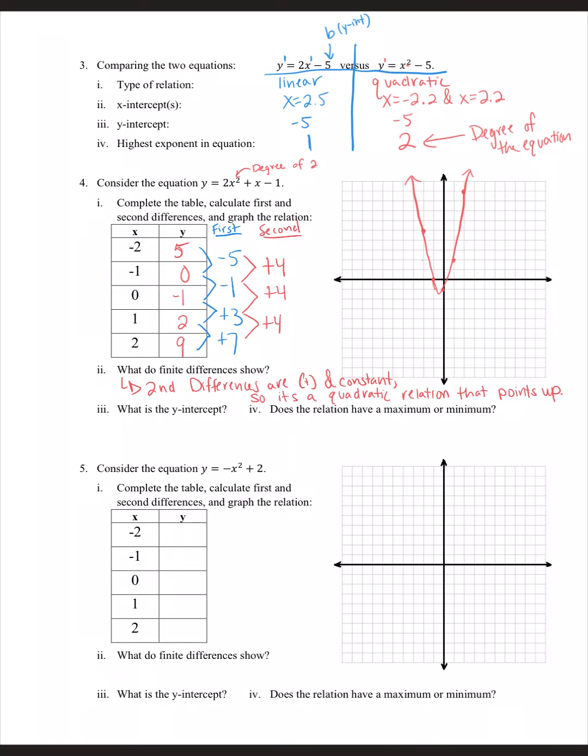So what is the y-intercept? Remember that our y-intercept is going to be wherever x equals 0. So our y-intercept is going to be at -1.